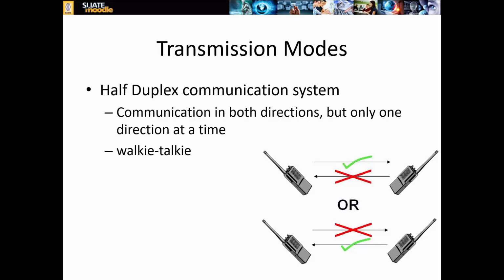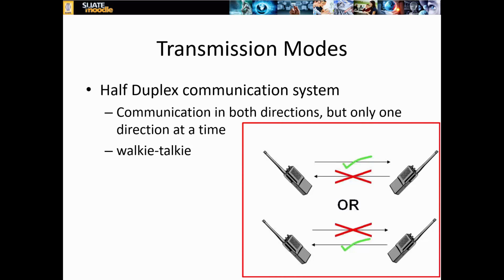In half-duplex communication, the devices at both ends can communicate with each other, but it happens in only one direction at a time. For example, if you have a conversation between two people using a walkie-talkie device, one person will always have to wait while the other person finishes saying his message.